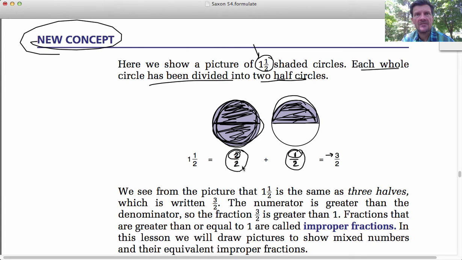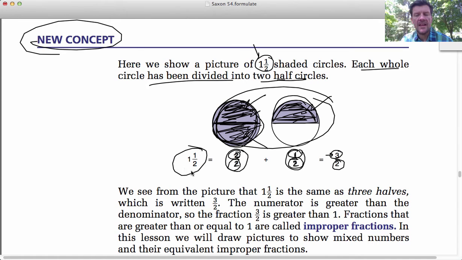And how many halves are shaded? Do not add the bottom denominator numbers. Do not add those denominators. It's 2 halves plus 1 half is a total of 3 halves. So remember, you have a total of 3 halves that are shaded. We're counting how many halves are shaded. 1, 2, 3 of all of the halves are shaded. So 3 halves are shaded. Okay? Another way to write that is 1.5.